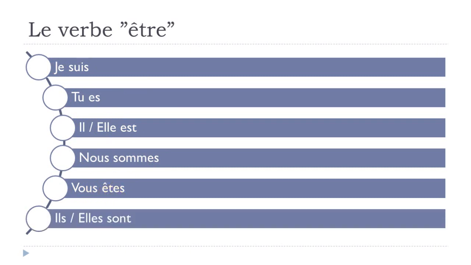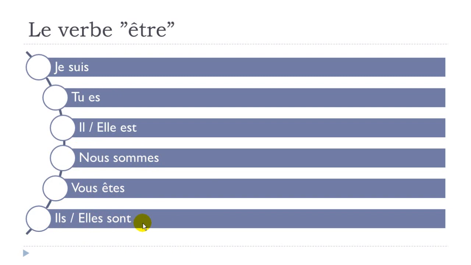And let's see the last one. Ils. You can notice that even if you've got this S at the end, and here you don't have anything, you pronounce them the same way. Il, singular form, ils, plural form. Ils sont, final T not pronounced, ils sont, elles sont. So let's see it again. Je suis, tu es, il est, elle est, nous sommes, vous êtes, ils sont, elles sont.